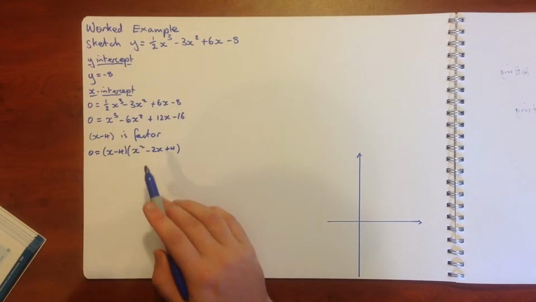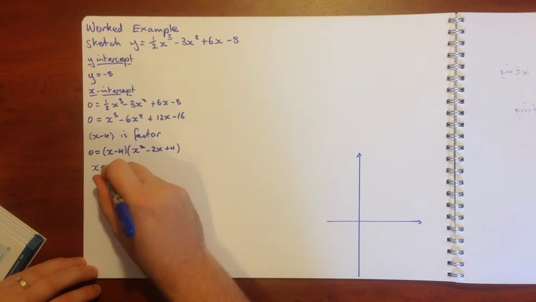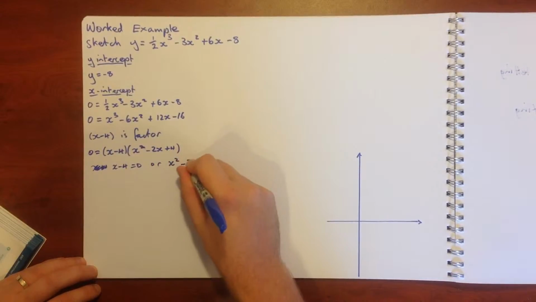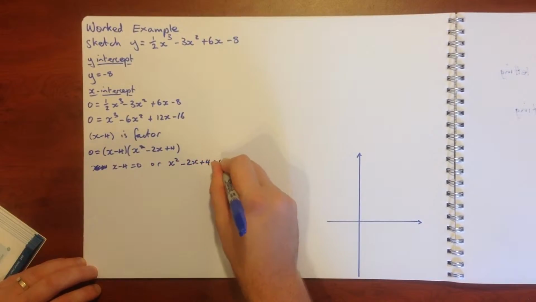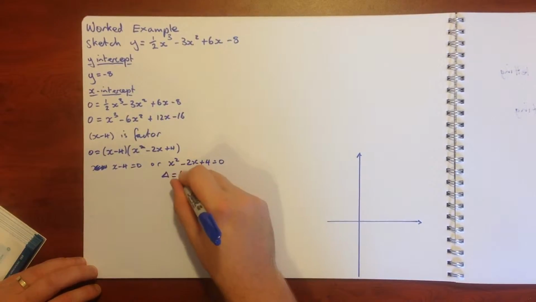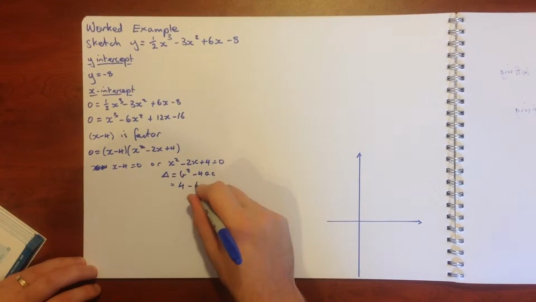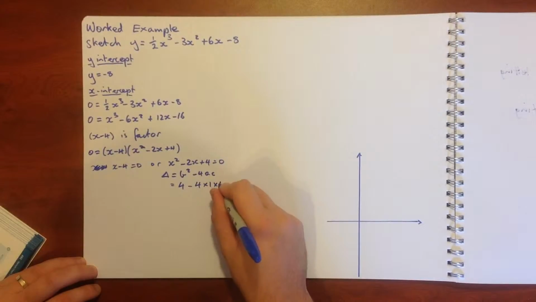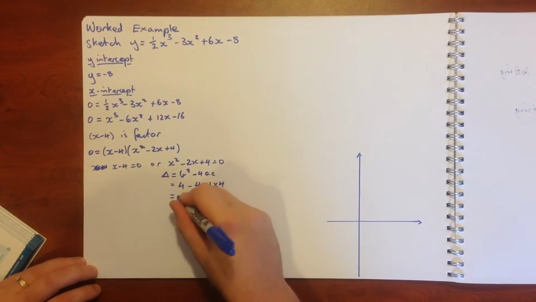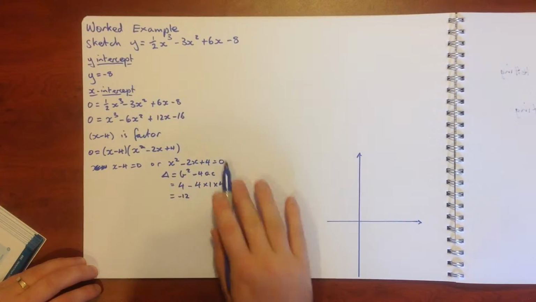So when we have a look at that, by the null factor law, it means that x take 4 equals 0, or x squared take 2x plus 4 equals 0. When we look at this, our discriminant, b squared take 4ac, is 4 take 4 times 1 times 4. That is 4 take 16, which is minus 12. So this part doesn't give us any solutions at all.